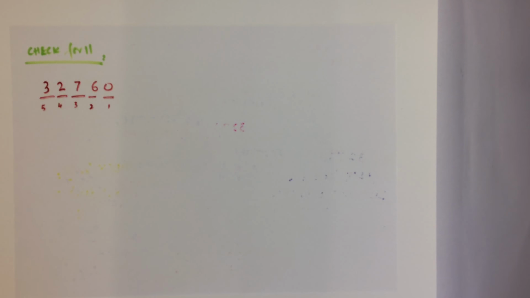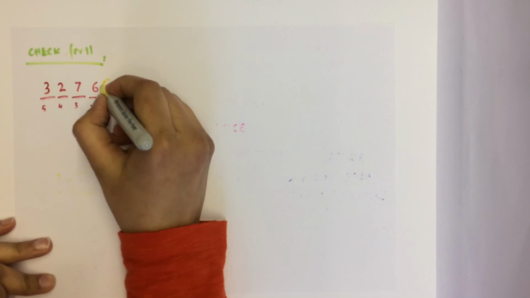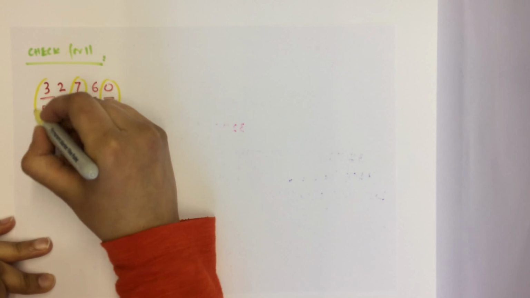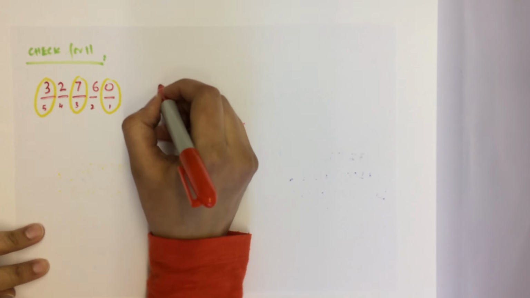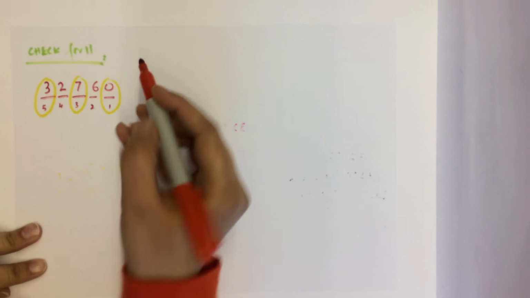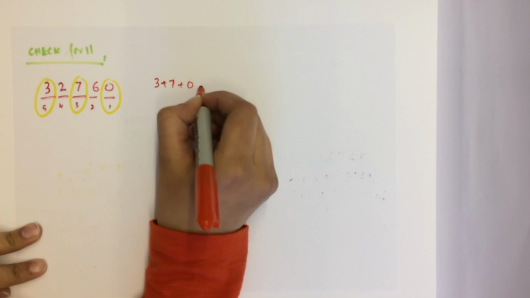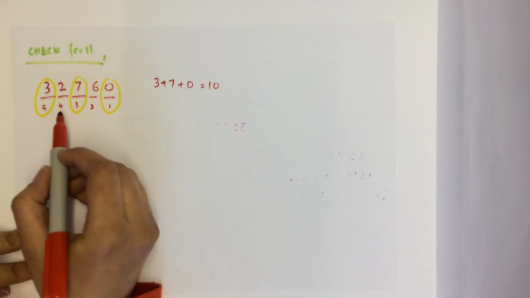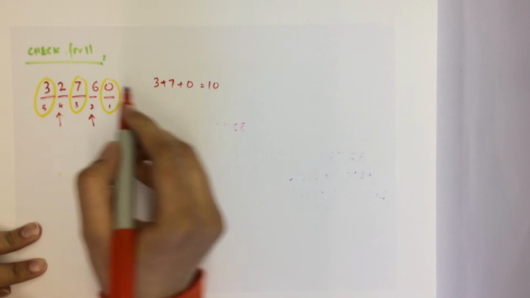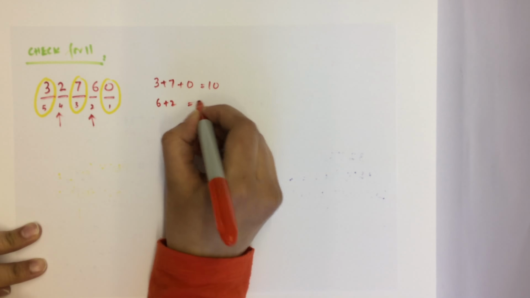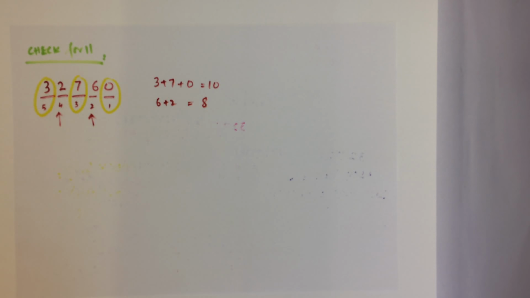So we're talking about the sum of digits at the odd places. This is an odd place, this is an odd place, and this is an odd place. So the sum of digits at the odd places is 3 plus 7 plus 0, which is 10. The sum of digits at even places, 6 plus 2, is 8. I'll complete the rule now. If the difference of the sums of digits at the odd places and even places is 0 or a multiple of 11, then the number is divisible.